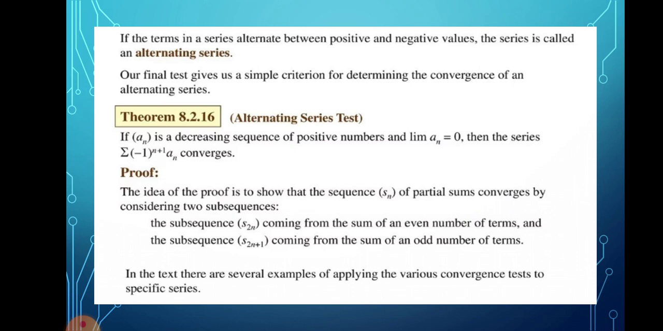The idea of the proof is to show that the sequence s sub n of partial sums converges by considering two subsequences. The first is the subsequence s sub 2n coming from the sum of the even numbers of terms, and the subsequence s sub 2n plus 1 coming from the sum of the odd numbers of terms.